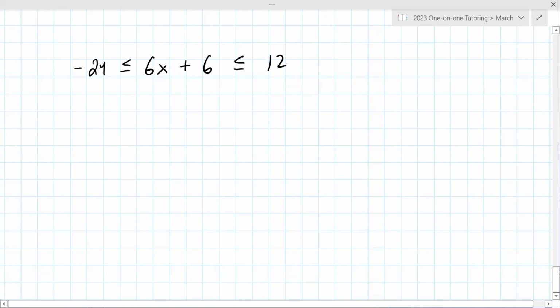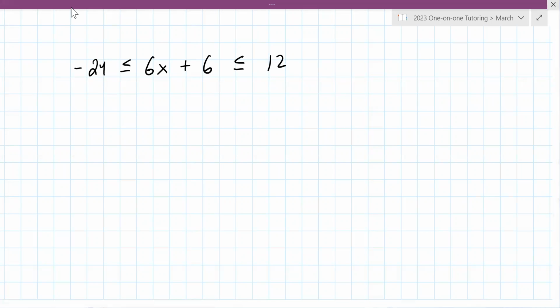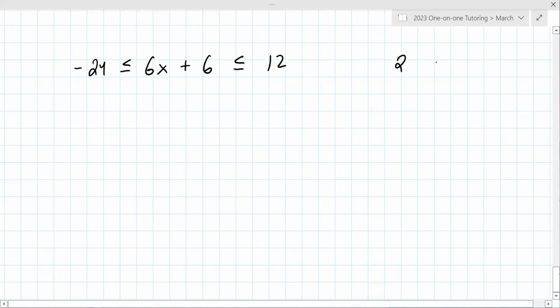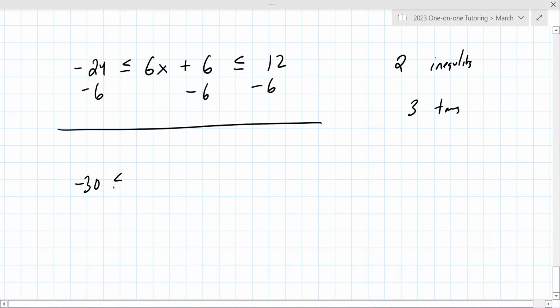All right, so we want to solve this inequality, and because there are two inequality symbols, when you're solving, you're going to do it three times. Okay, so first thing is to subtract 6 from 3 places. Minus 30 less than or equal to 6x less than or equal to 6. Is that okay? Yeah.